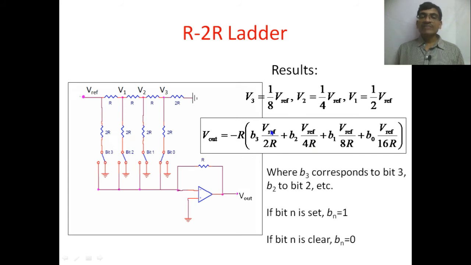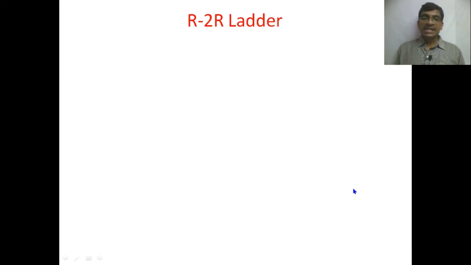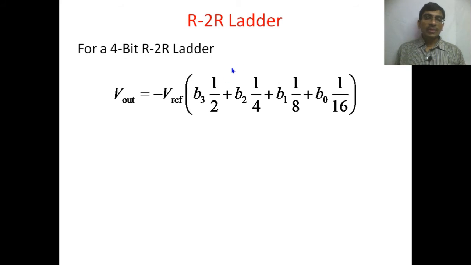So we can cancel the V reference from the numerator section and R from the denominator section. Therefore, R will get cancelled, and then we will have V out is equal to minus V reference into B3 by 2, B2 by 4, B1 by 8, B0 by 16, like that. For a 4-bit binary adder, V out is equal to minus V reference into B3 into 1 by 2 plus B2 into 1 by 4 plus B1 into 1 by 8 plus B0 into 1 by 16.